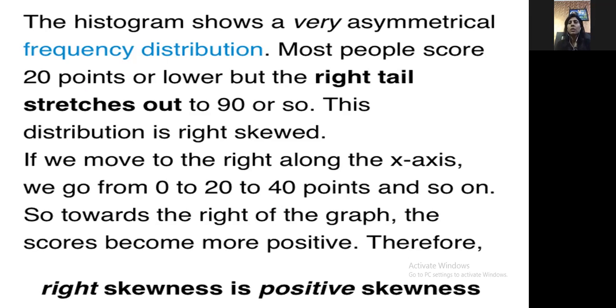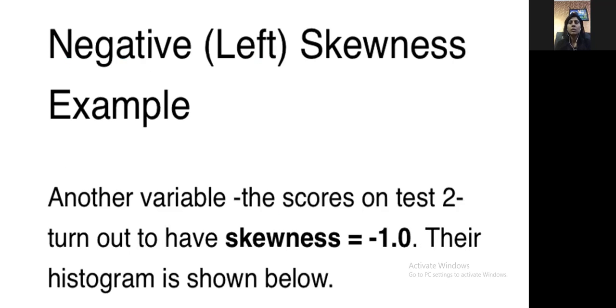And if we move to the right along the x-axis, we go from 0 to 20 to 40 points and further. So towards the right of the graph, you will see the scores become more positive. So this kind of skewness is referred to as right skewness and is a positive skewness. Let's understand the next thing related to this positive skewness and the type of skewness.